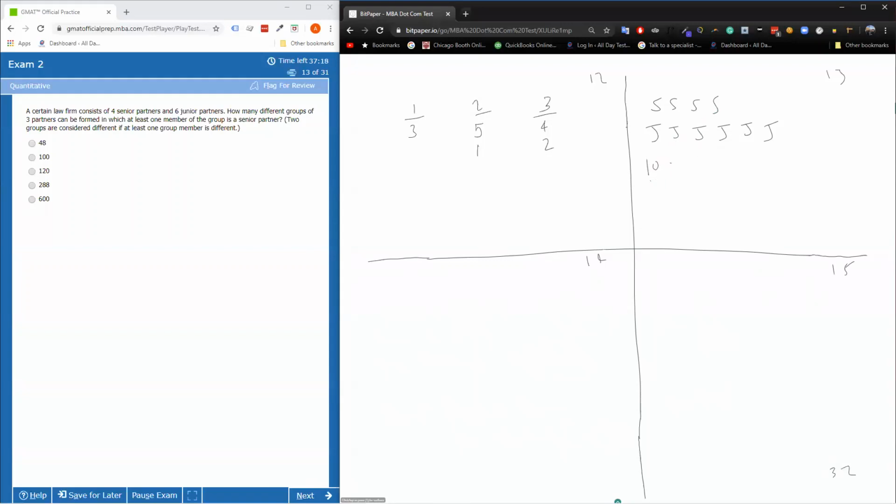That's just going to be 10 choose 3. And then I'm going to subtract out the teams that don't have a senior partner. So that's going to just be all junior partners. So that's 6 choose 3. So 10 choose 3 is 10 factorial over 7 factorial times 3 factorial. So that's 10 times 9 times 8 over 3 times 2 times 1.